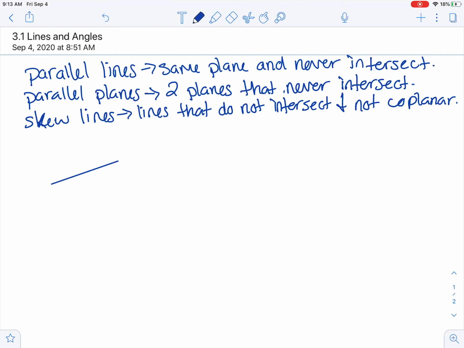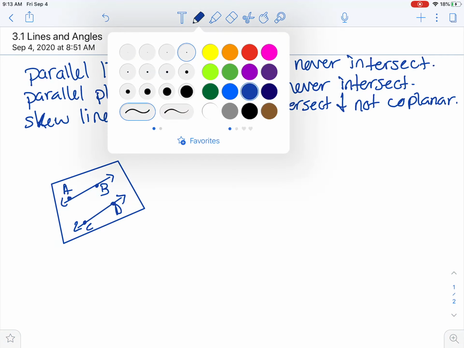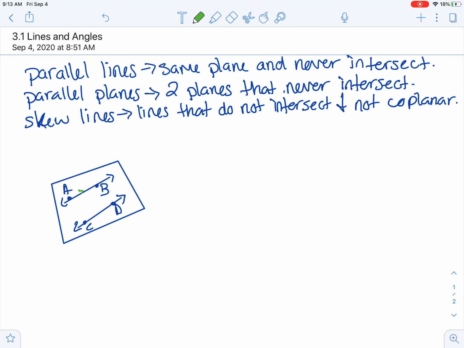So let's draw some pictures. Okay, here's our plane. We have this line, we're going to call this line AB. And we're going to have a line down here going the exact same direction. We'll call this one CD. These two lines are parallel. Why? They lie in the same plane and they will never intersect. How we can put symbols on that is these little arrows on the lines, or sometimes you'll see them as little triangles like this. Okay, so those two lines are parallel.